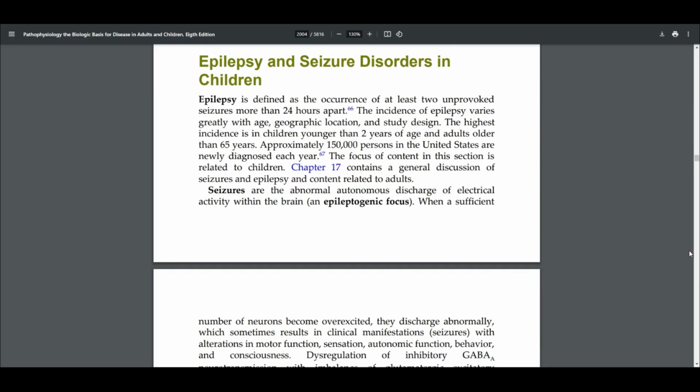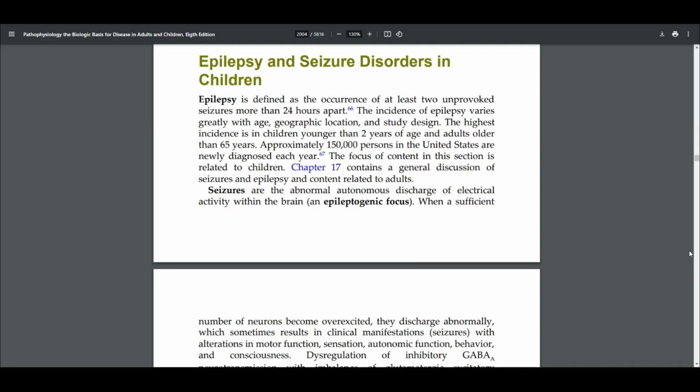Epilepsy and seizure disorders in children. Epilepsy is defined as the occurrence of at least two unprovoked seizures more than 24 hours apart. The incidence of epilepsy varies greatly with age, geographic location, and study design. The highest incidence is in children younger than 2 years of age and adults older than 65.